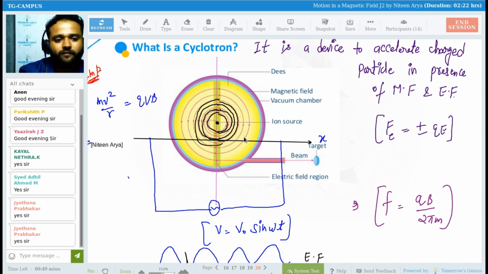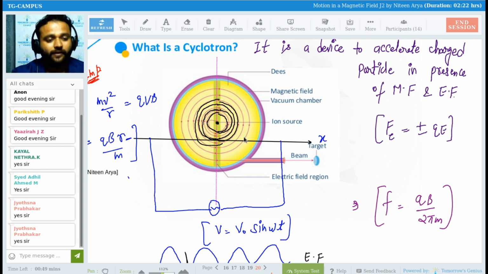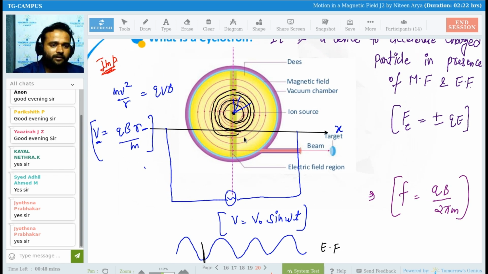So from here v equals qBr upon m. The more the radius, the more the velocity. Clear this thing? Why are we doing this? To increase the velocity. As you can see, the more the radius, it starts from here, then the radius is this, then this, then this, and in each particular cycle, it is going to increase.